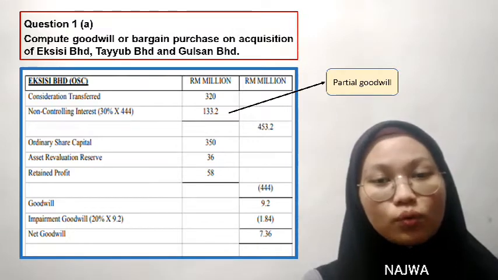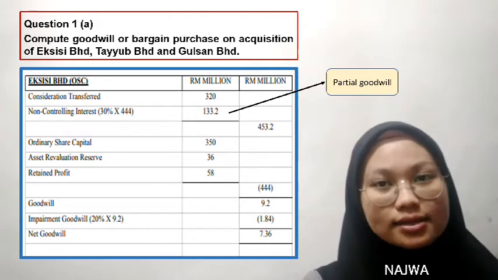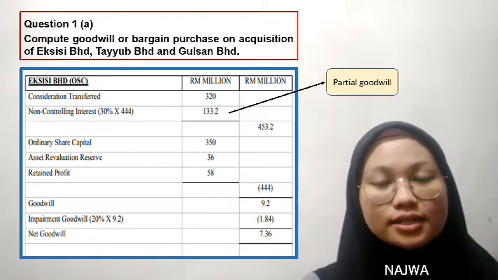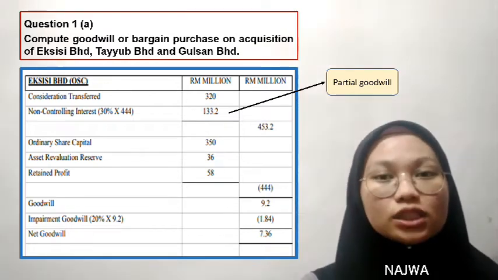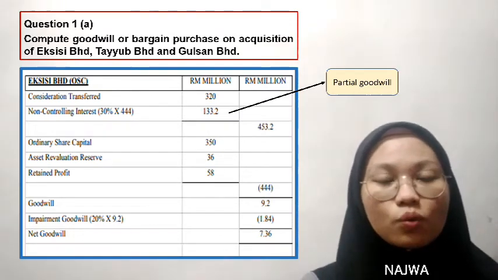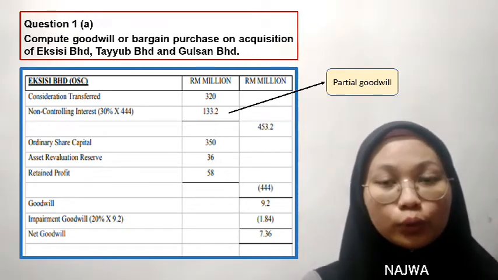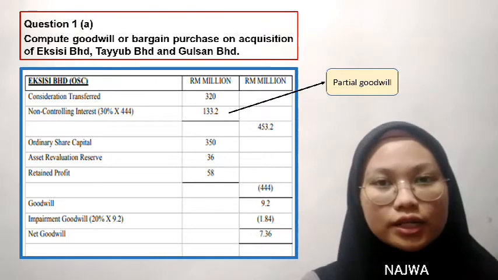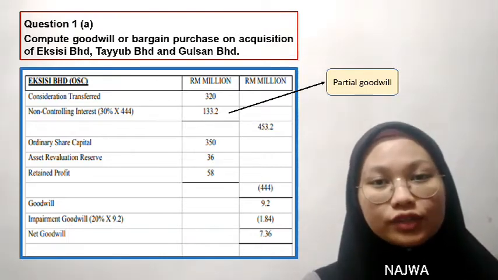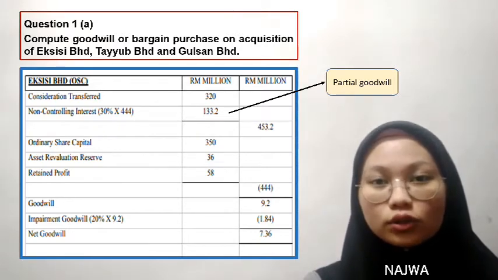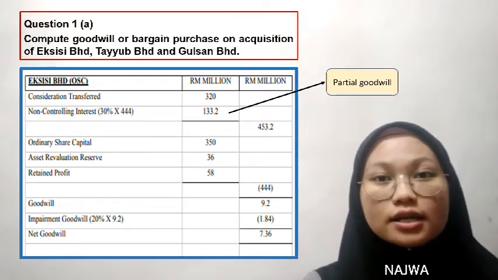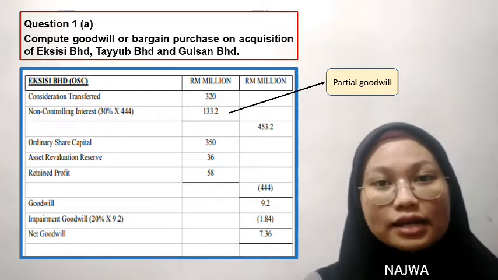Present about question 1A. Compute goodwill or bargain purchase on acquisition of Eksesi Berhad, Tayub Berhad and Gulsen Berhad. Eksesi Berhad, consideration transferred 320, NCI 133.2, the total is 453.2. Fair value of net asset, ordinary share capital 350, ARR 36, retained profit 58. The total is 444. So there will be a goodwill of 9.2.